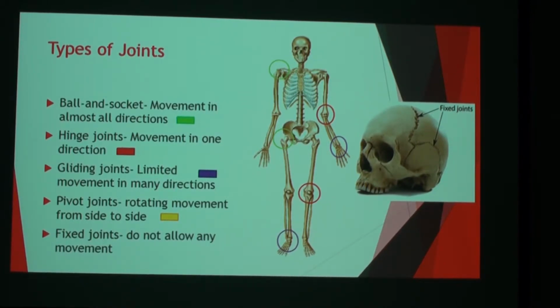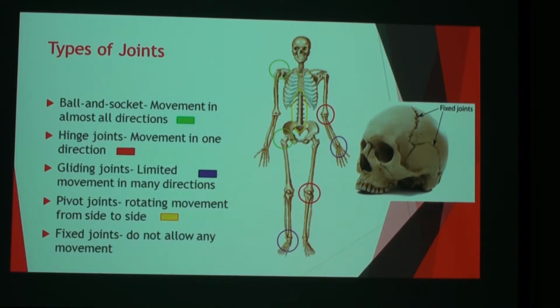Also we have the pivot joint, which allows us to move from side to side. For example, the vertebrae allow us to move from side to side. For example, when you turn to see behind you or something, your vertebrae are rotating to a side, and the pivot joint is what allows it to happen.